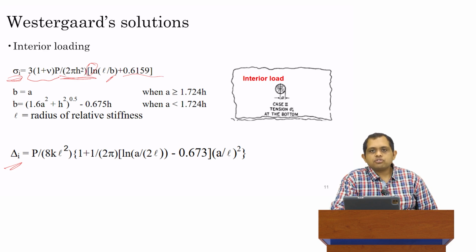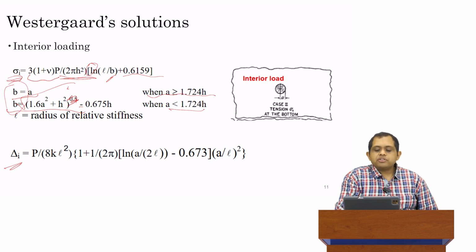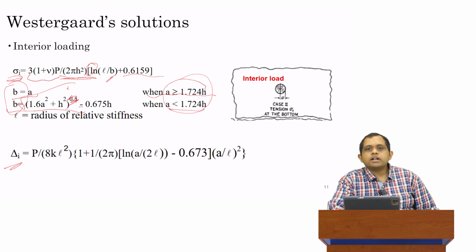B, he gave us two definitions for B, and this is again coming from considerations of shear stress. B is equal to A when the radius is significantly large, when it's greater than 1.724 times H. And B is then this expression, note this is raised to the power of 0.5, so this is actually a square root. So it's equal to this particular expression when A is small. So even before we start calculating sigma I, we first have to establish what B is, for which we have to check these two conditions. We will do that in the solved example, which I'll show you once I go through the formulas.